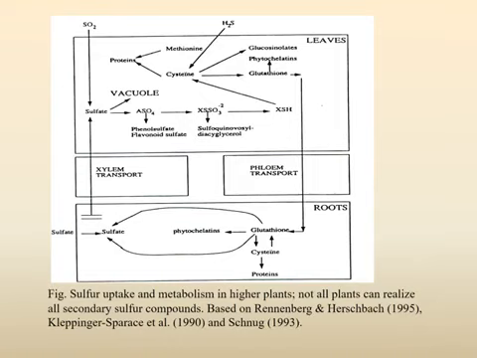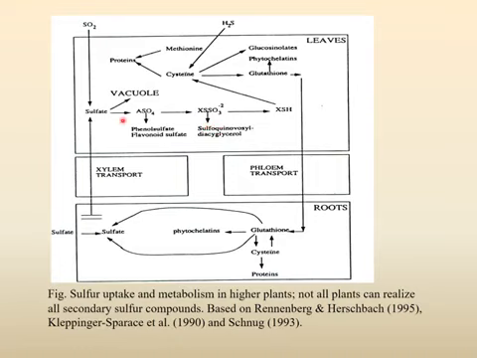Here is the pictorial representation of this summary, in which you can see the sulfur can be assimilated, incorporated via leaves, and it can be taken up via roots. In case of roots, it will be transported to the leaves through xylem, and then after the transportation, it gets assimilated via a series of reactions into the sulfur containing amino acid cysteine.